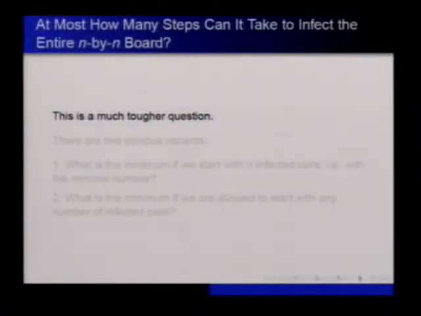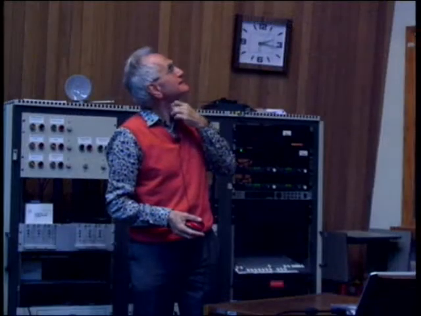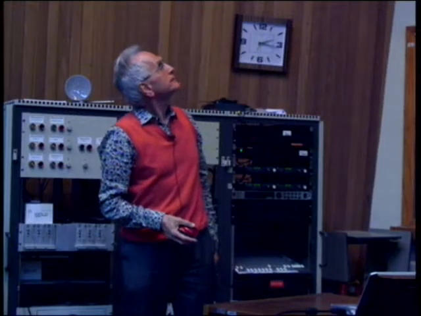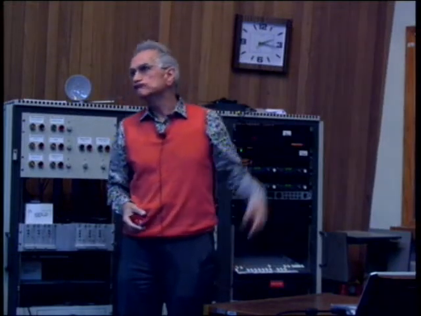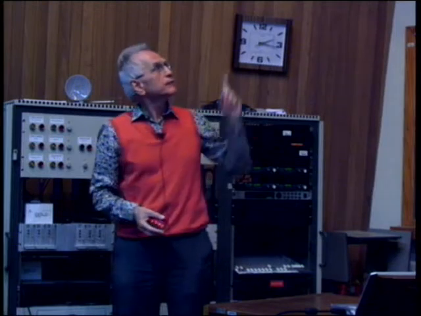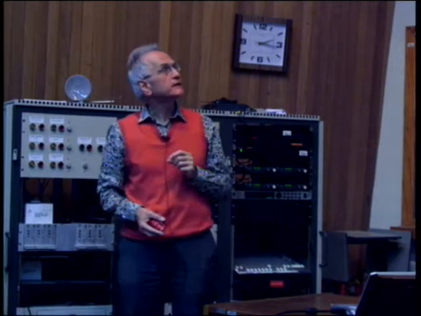Okay, now what about the time? For the percolation, if you start with the diagonal, in n-1 steps, in time n-1, you finish everything. Okay, at least how many do you need? Maybe that many. But what about at most? And that is actually quite a bit tougher.